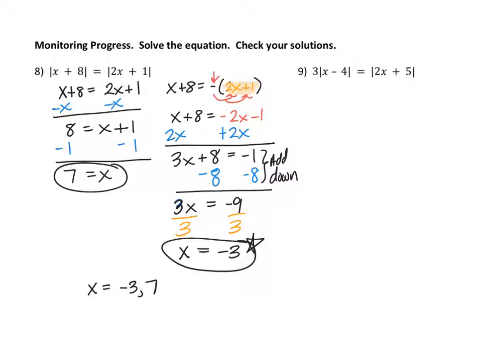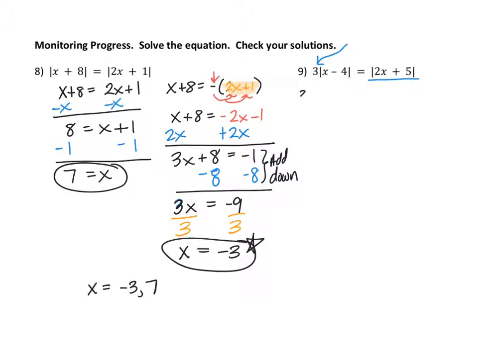For the next one, we're still going to write the related equations. You can probably notice that there is a 3 right here, and that's fine. You're just going to leave it alone. So you want to make sure you are writing the related equations in regards to the second absolute value equation.